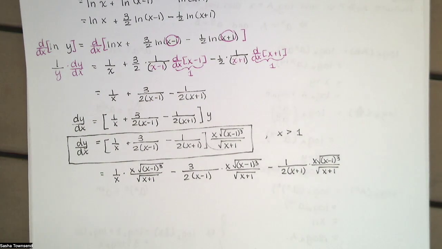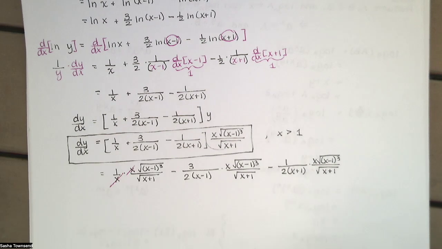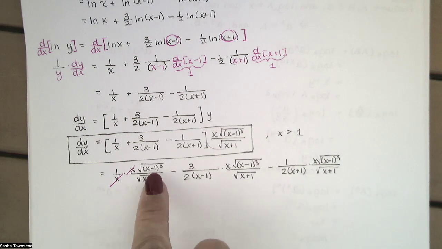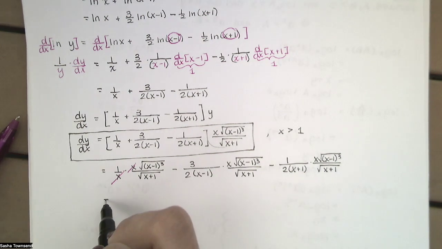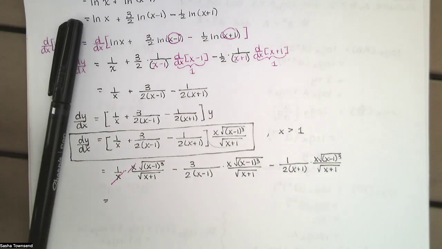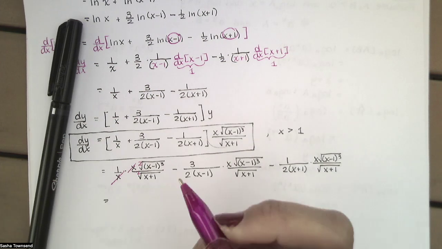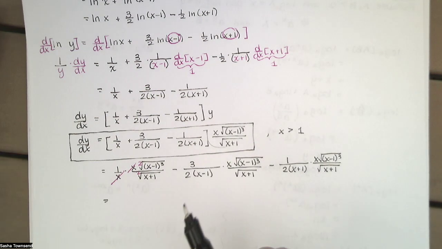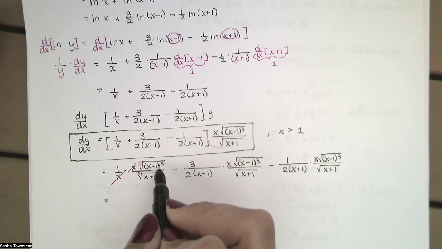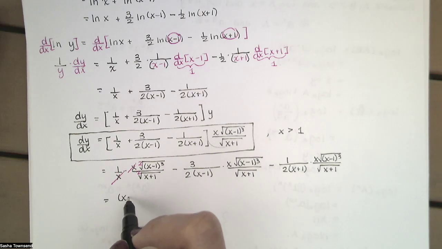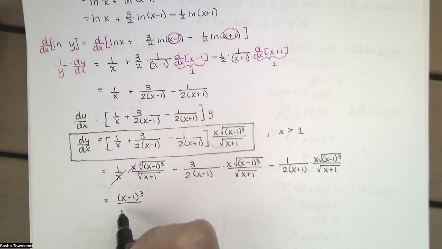So we could simplify this. X divided by x is 1. Now, these expressions involving radicals might be simpler or easier to simplify if I rewrite them with rational exponents. So square root is an implied 2 for the index of the root. This is going to be an x minus 1 to the 3 halves. And then in the denominator, we have x plus 1 to the 1 half.